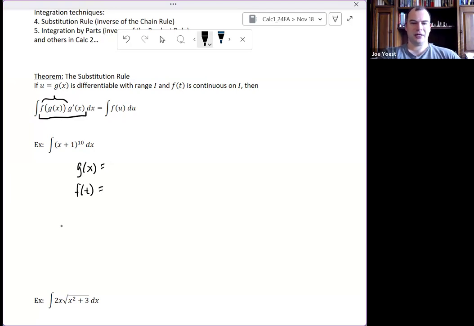So, I guess I could pick g of x to be x plus 1 to the 10th. And then that would leave f of t as just t. But that doesn't seem like it's really going to help very much. Why is that? Well, this would be really nice, just integrating u du. F of u would just be u then. But the problem is that g prime of x is 10 times x plus 1 to the 9th.